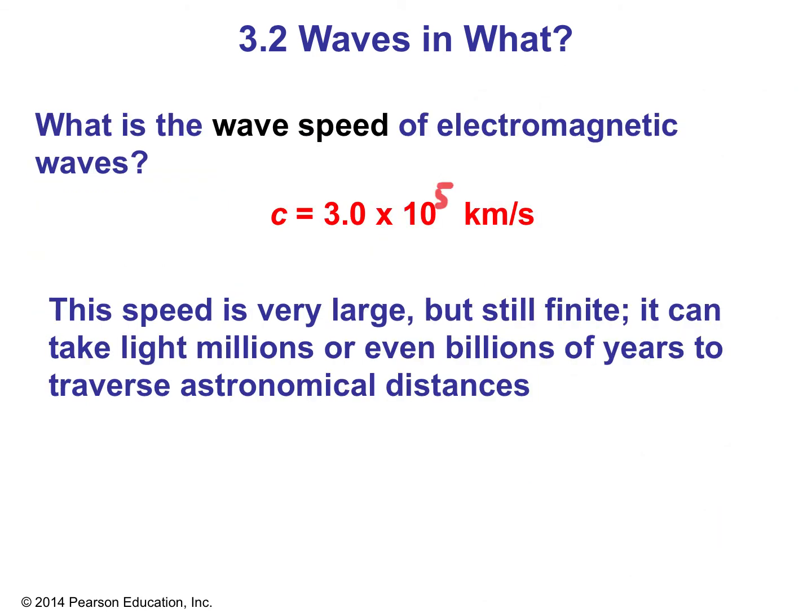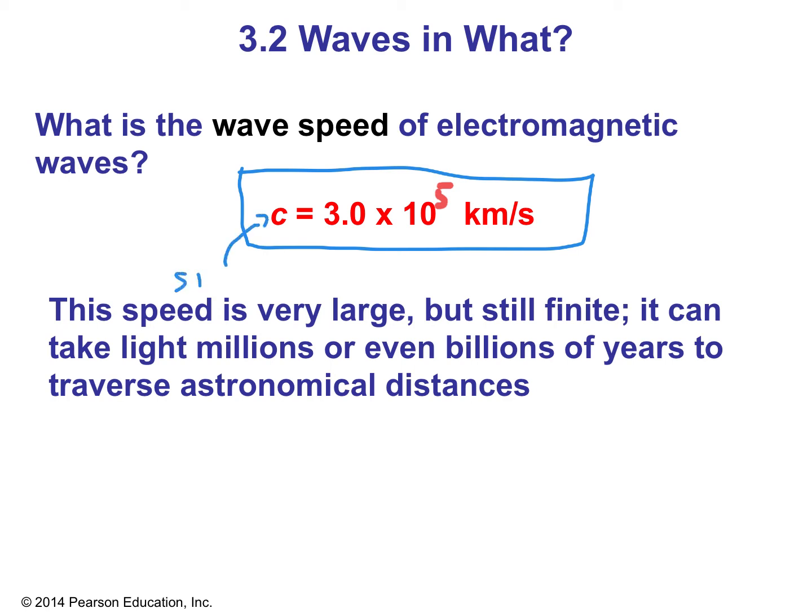Now this slide is thankfully very short. It's talking about what the speed of electromagnetic waves is. The speed of an electromagnetic wave is given by C, which is usually what we use to represent the speed of light. So the C is the speed of light, and it's equal to 3.0 times 10 to the 5 kilometers per second. That would be 300,000 kilometers every second. That's how fast light travels.